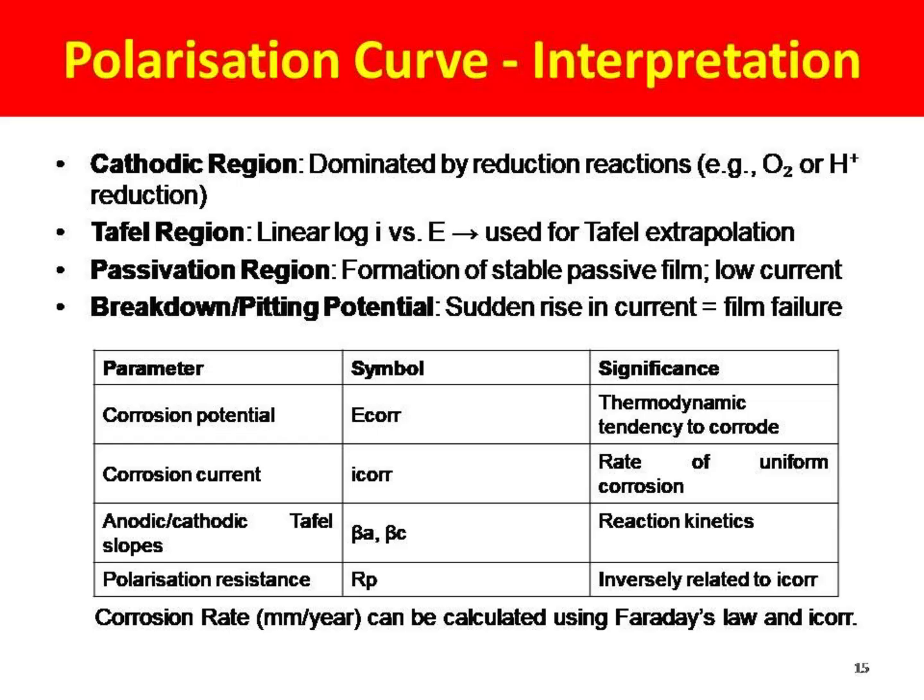So from the table, Ecorr is the corrosion potential, Icorr is the corrosion current, and then the anodic and cathodic Tafel slopes, beta A and beta C, then polarization resistance, that is Rp. This Rp is inversely related to Icorr, whereas beta A and beta C are the anodic and cathodic Tafel slopes. By measuring beta A and beta C, you can relate the corrosion kinetics.